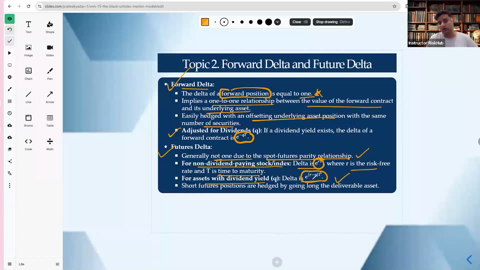So remember this: for forward, it is 1. Dividend paying, it is e^(-qT) into 1. For futures, it is e^(rT). For dividend yield, e^((r-q)T). A short futures position is hedged by going long the derivative assets, which makes sense, right? Short has to be hedged by long. Okay.